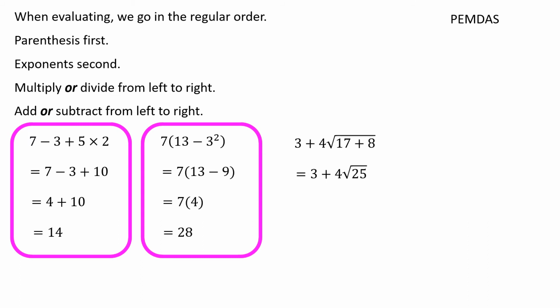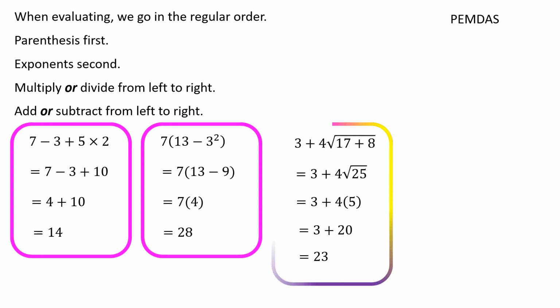All right. Now, I don't see anything else inside parentheses, so I move on to exponents. And I see an exponent. Remember, the square root symbol is an exponent of 1/2. So that's what I have to do next. Square root of 25 is just going to be 5. Now I can look for any multiplying or dividing. 4 times 5 is 20. Finally, I can look for adding or subtracting. 3 plus 20 is 23. And that brings us to the end of the third example.